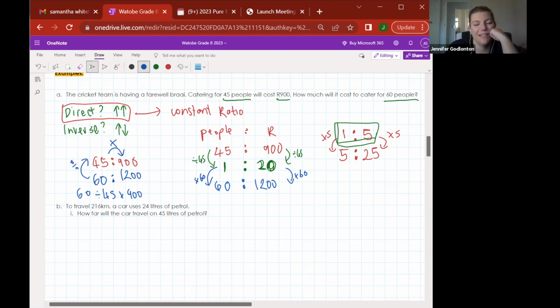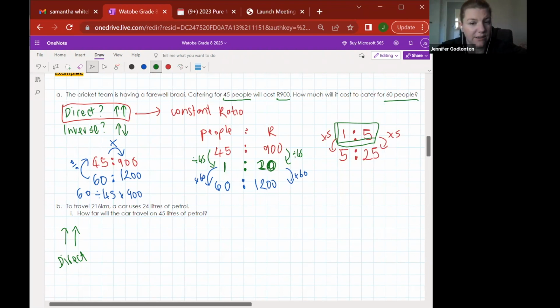Yeah, direct. So guys, think about it like this. If we drive further in our car, we're going to need more petrol. The more we drive in our car, the more petrol we would need. So the further we drive, the more petrol we need. And because one increases and the other increases, so the distance we're driving increases, and so we would also need more petrol, it's going to be direct proportion. So as we drive further, we're going to need more petrol.